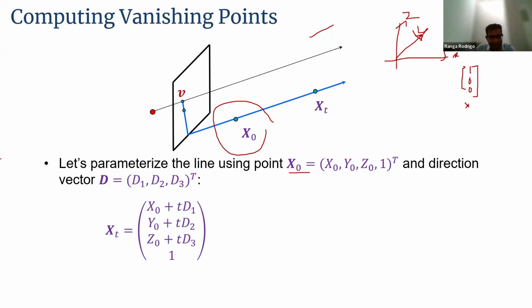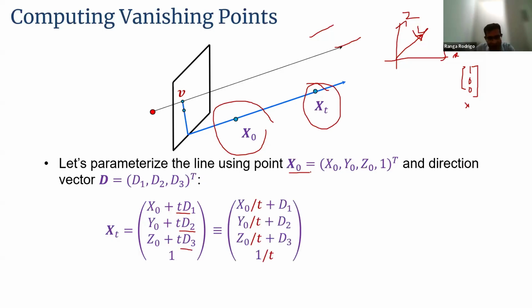Okay. So what we can do is xt. We can write any other point along this line, xt, by writing t times d1, t times d2, and t times d3, because this d is a direction. Now the trick that we do is we divide this by small t. You can see that this d1, d2, d3 is there.